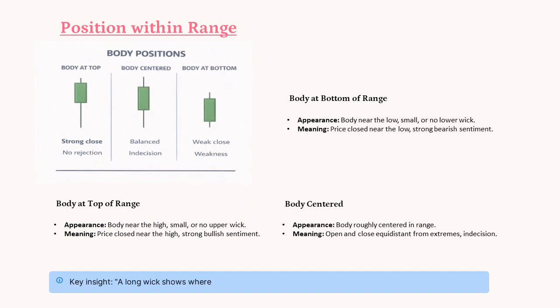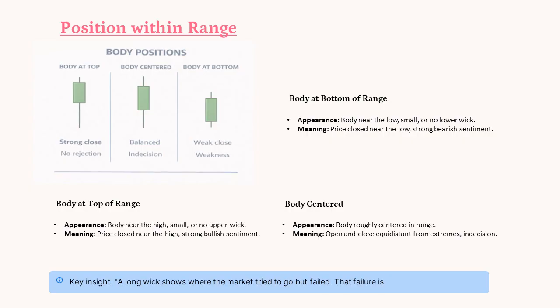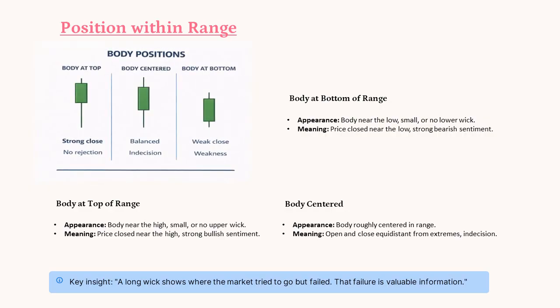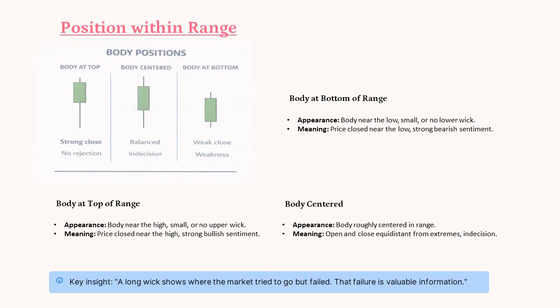The key insight: a long wick shows you where the market tried to go but failed. That failure is valuable information. It tells you where the sellers are waiting, upper wick, or where the buyers are waiting, lower wick.